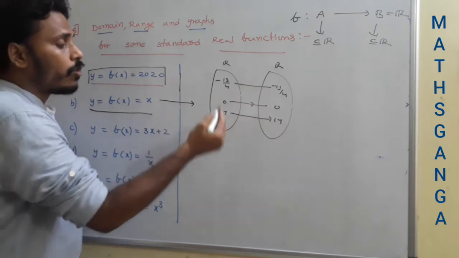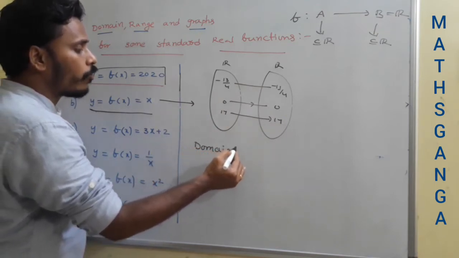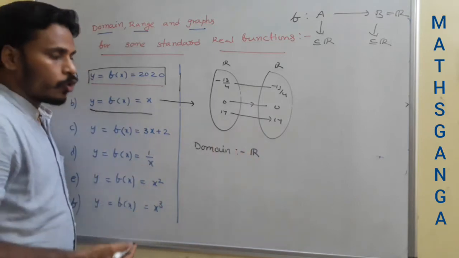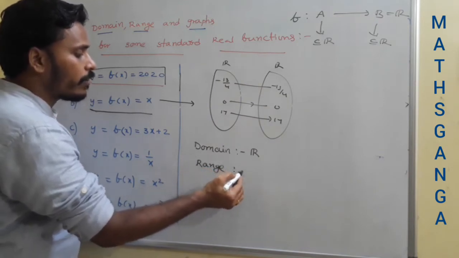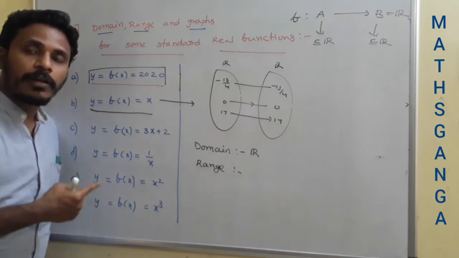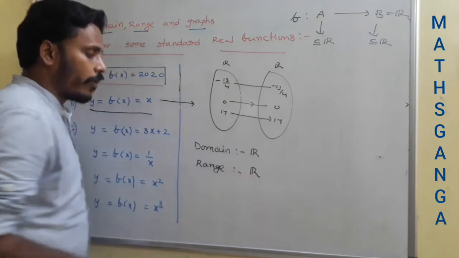So in this case, what do you say about the domain? For every element of the first set, there is a correspondence with an element of the second set. So the domain is all the real numbers. Then what do you say about the range? For this function in particular, the range is also the same. Every element is connected to itself, so the range is also the total set of real numbers here.